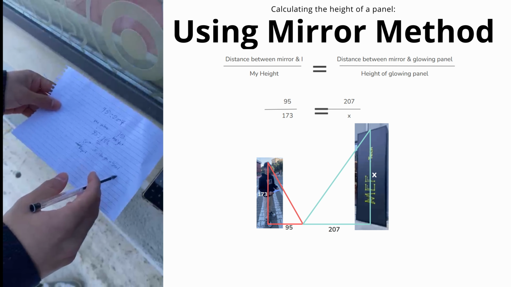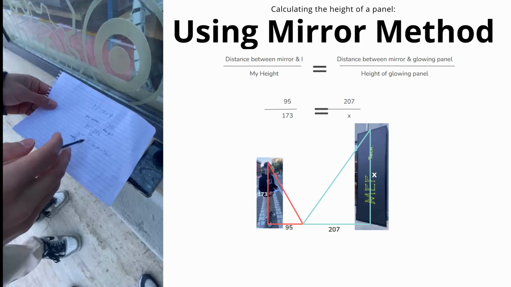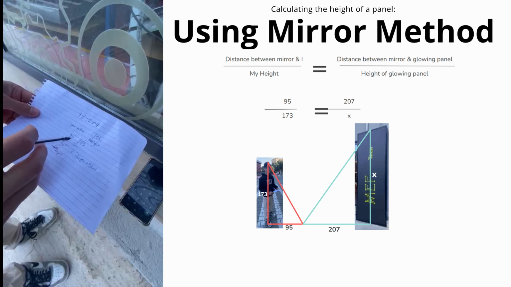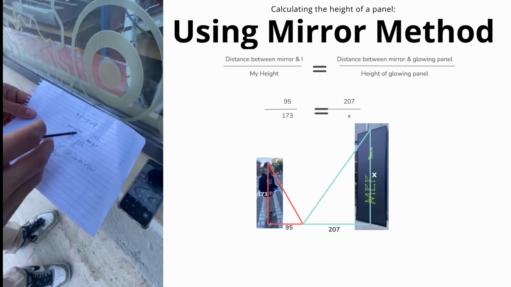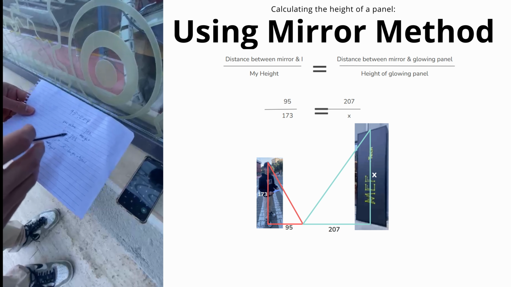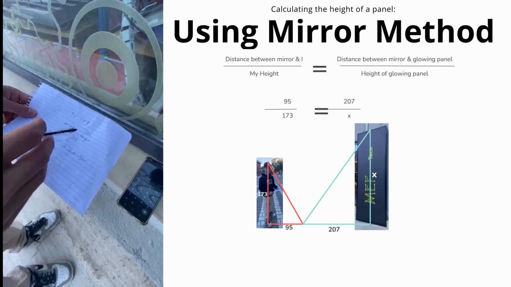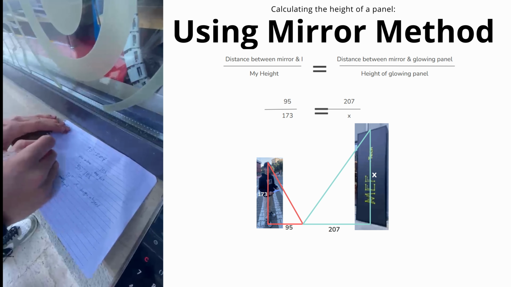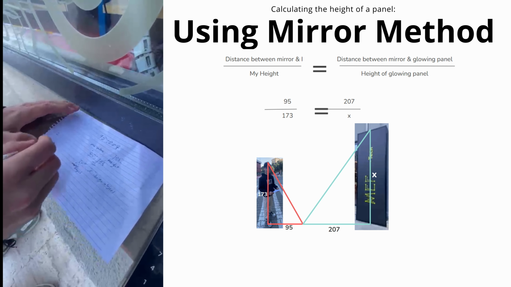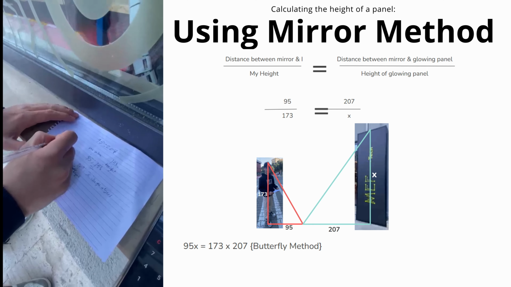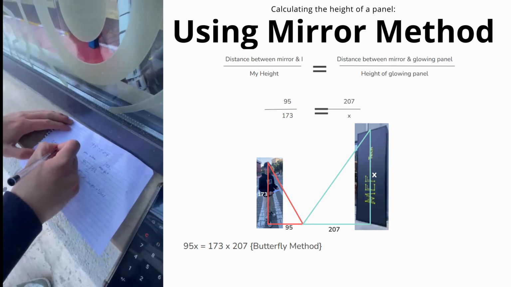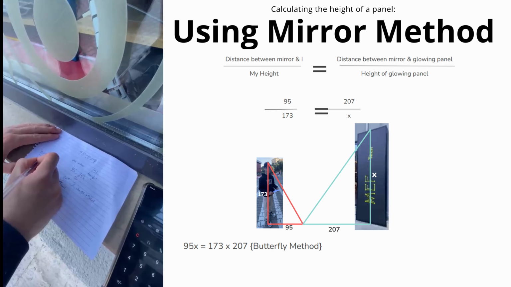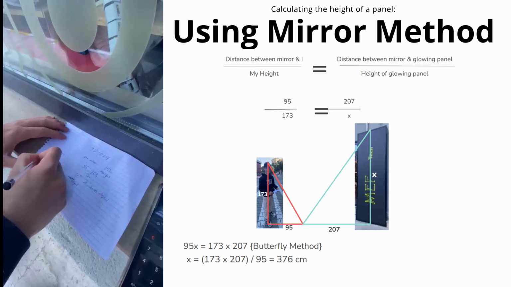X is the height of the object. 207 is the distance between the mirror and the object. 95 centimeters is the distance between me and the mirror, where the mirror was the phone. And 173 is my height with shoes. Now we calculate the distance between the mirror and the object times my height, divided by the distance between me and the mirror, 95.